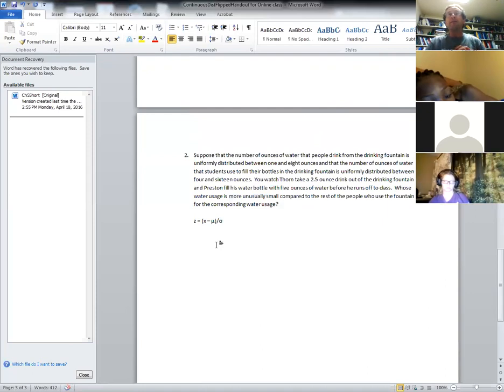Okay. Mu is the average of the uniform distribution. And that is just the high plus the low divided by 2. So I'm going to say that mu is equal to, calling the low A and the high B, A plus B over 2. It's the average of the top and the bottom. And let's make that mu a symbol.